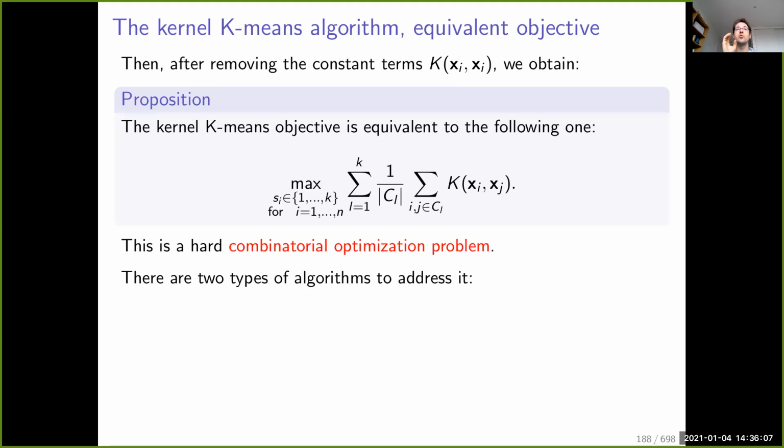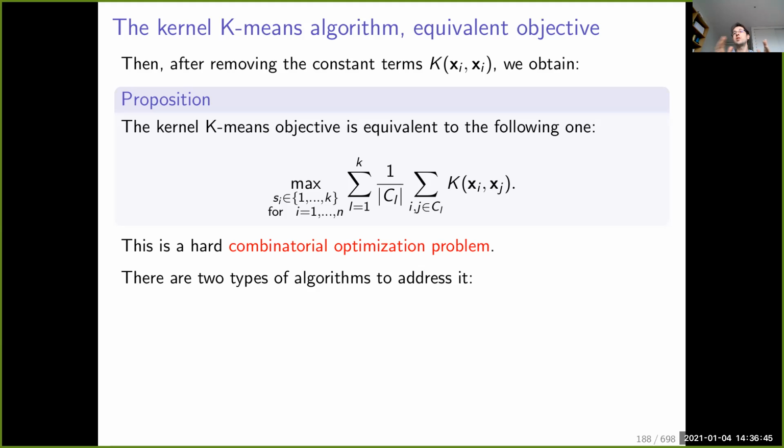We maximize over the assignments this sum over the clusters, where we normalize by the size of the clusters the double sums inside each cluster. So you see that it's interesting because it gives us some intuition about what it means to do k-means with a kernel. What we want is to find a partition of your data points that maximizes the mass inside the cluster.